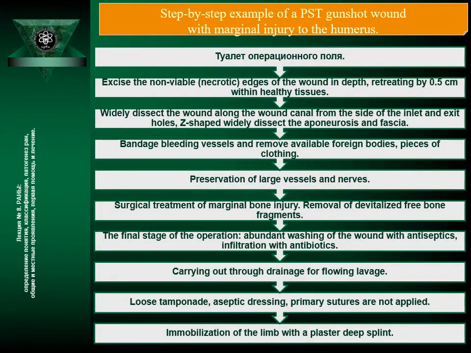We will list once again the stages of primary surgical treatment, but directly applied to a gunshot wound. Let's say, for example, a gunshot wound of the shoulder with marginal damage to the humerus. So, here we go. After high-quality anesthesia, in this case most likely general anesthesia, we make a toilet of the surgical field around the wound, and we excise the non-viable necrotic edges of the wound.